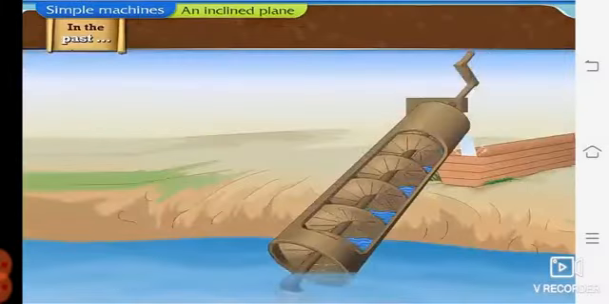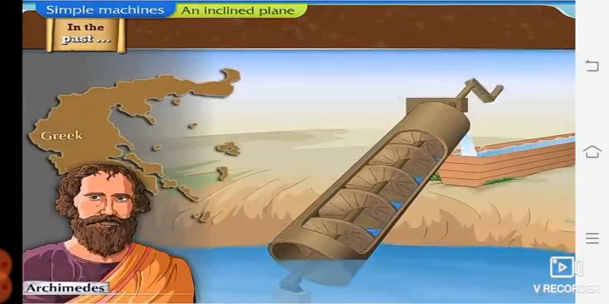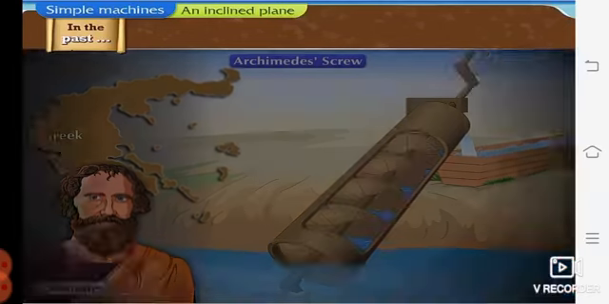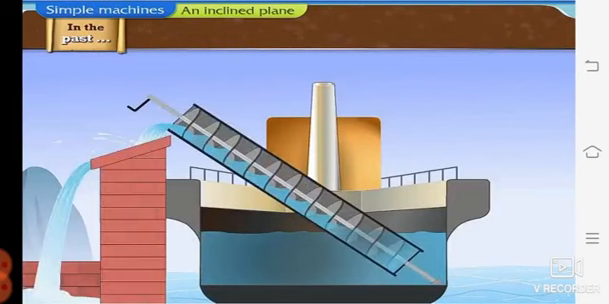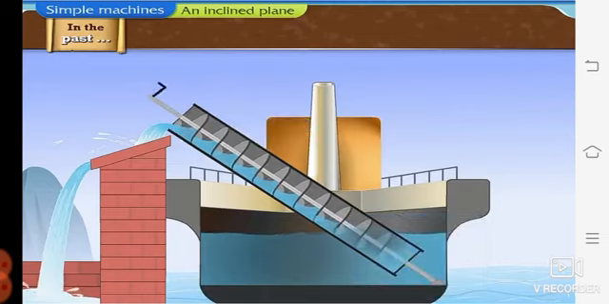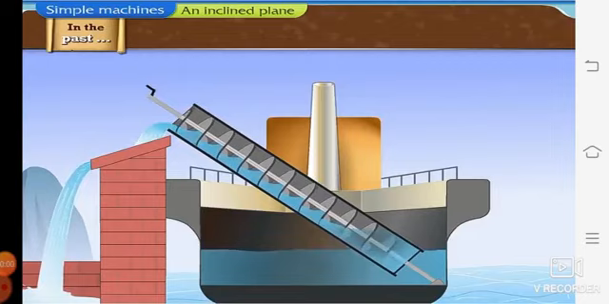In the past, the Greek scientist Archimedes invented the machine which you can see in the picture, which looks like a screw. That is why it is called Archimedes screw. It was used to lift water from the hold of a ship. Archimedes used a round pipe fitted with a rod inside it. The pipe was placed at an angle of 45 degrees with one end inside the water, and the rod rested on the flat surface. When the rod was turned, water got lifted in this device. So this is also one example of an inclined plane.